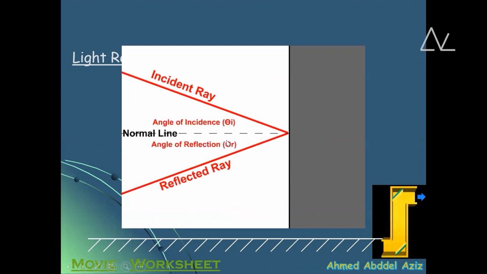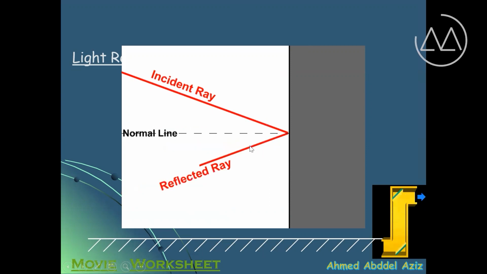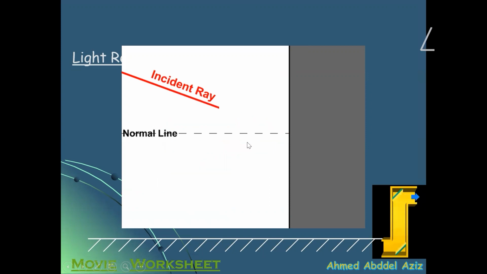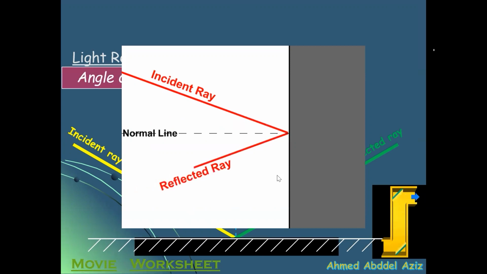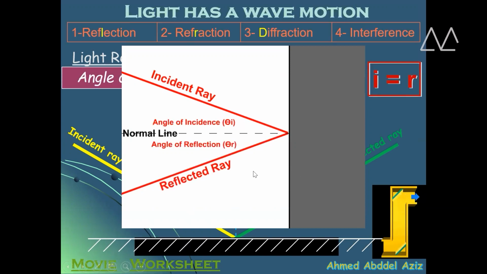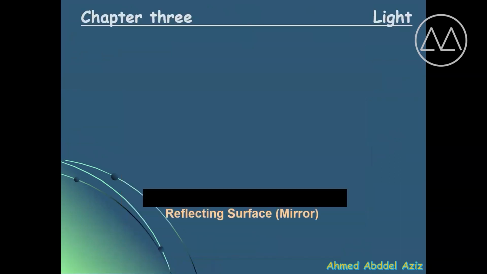So, the normal line is perpendicular to the reflecting surface, and there is something called the incident angle. The incident angle, or the angle of incidence, is the angle between the incident ray and the normal line. And we also have the reflected angle, or the angle of reflection, which is between the reflected ray and the normal line. The law of reflection here is: the angle of incidence must equal the angle of reflection. I equals R. Okay? The law of reflection states that when a wave hits a barrier at an angle, the angle of reflection is the same as the angle of incidence.